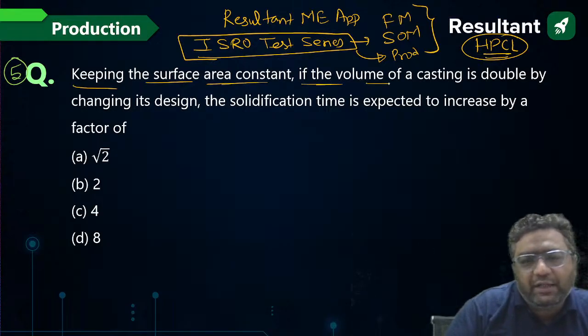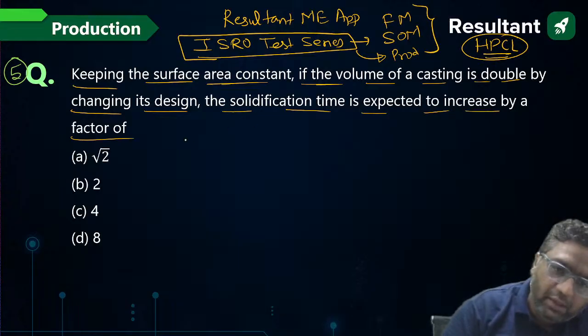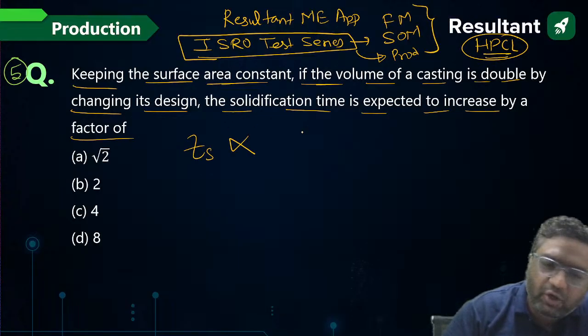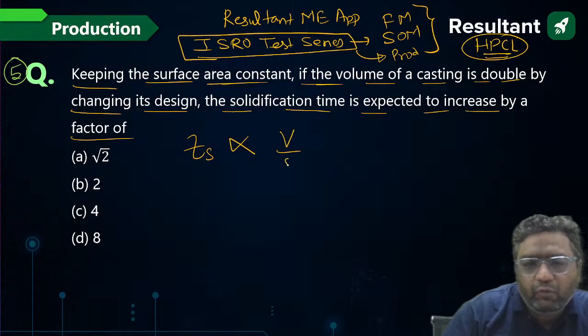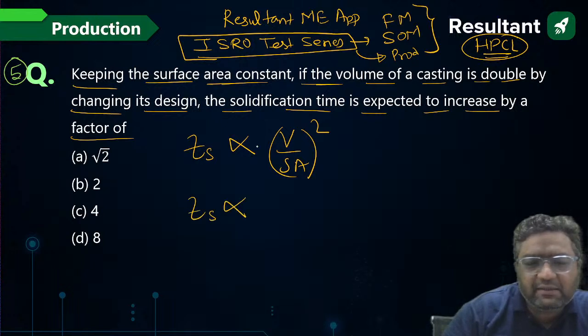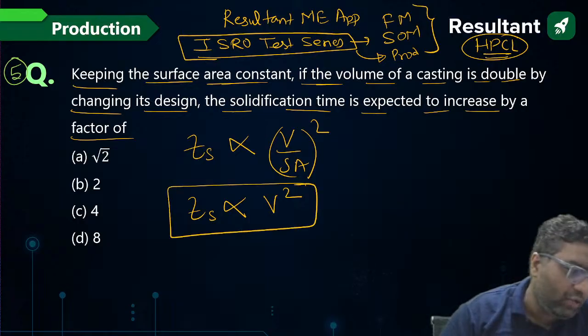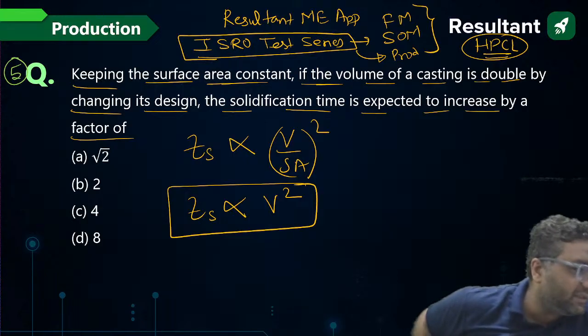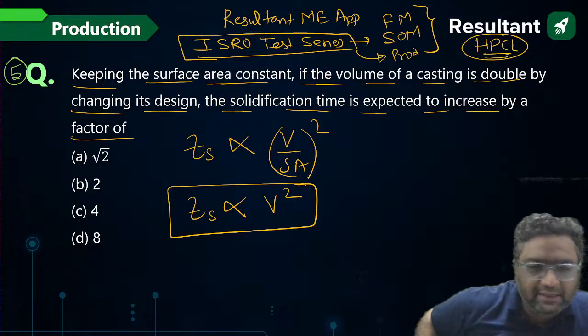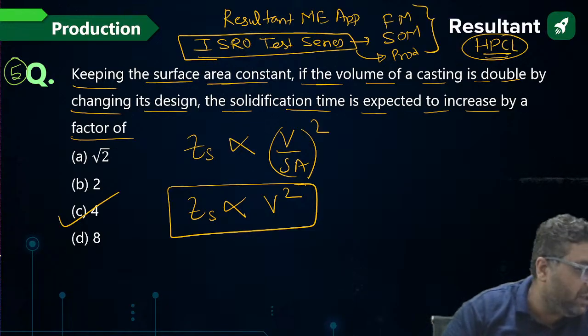Keeping the surface area constant, if the volume of a casting is doubled by changing its size, the solidification time is expected to increase by a factor of. Dear, you are aware of Chvorinov's law: solidification time is proportional to (volume over surface area) squared. So if surface area is constant, it is directly proportional to the square of volume. According to that, what do you feel the right answer will be? Please try to answer. Satyam is saying the answer is C. Chess Chips is saying the answer is C. You are correct, guys. C is the right answer. Very good, Satyam. Very good, Chess Chips.